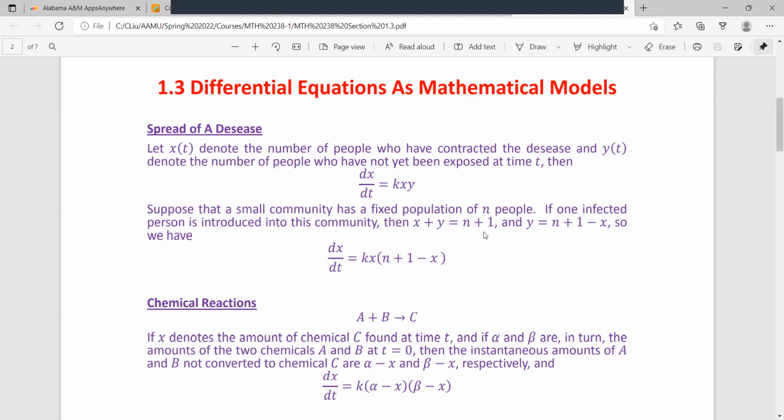So then you can subtract x on both sides. You get y equal to n plus 1 minus x. And then you just replace y by this n plus 1 minus x in the differential equation. So you're going to get dx over dt equals k times x times n plus 1 minus x. Okay, so that I can solve. Now we only have one dependent variable x. We don't have any y. Then we can solve it. So that's another situation where we can use differential equations. Any questions about this model?